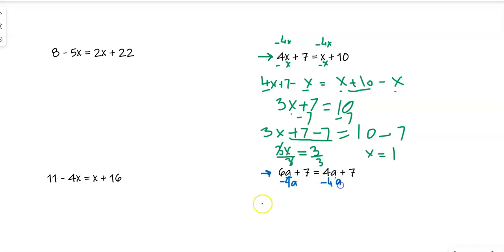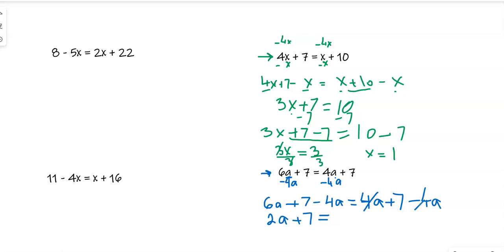So let's do that. So here we have 6a plus 7 minus 4a equals 4a plus 7 minus 4a. So we are subtracting 4a from both sides. Now, before we move on, always simplify. So 6a minus 4a, that will give us 2a plus 7 equals 4a minus 4a, that's 0. And then on this side we have 7.